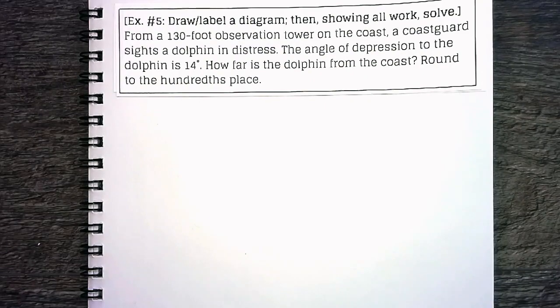From a 130-foot observation tower on the coast, a coast guard sights a dolphin in distress. The angle of depression to the dolphin is 14 degrees. How far is the dolphin from the coast? Round to the 100th place. We're going to start this problem, like the others, by drawing a fairly simple picture.